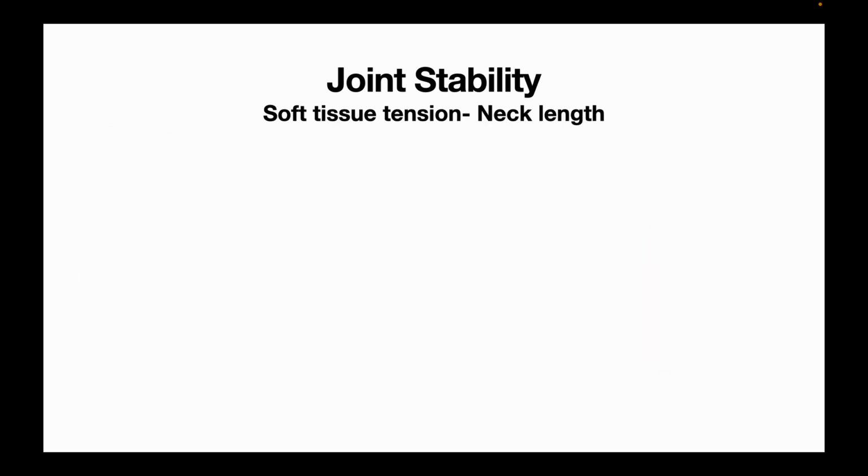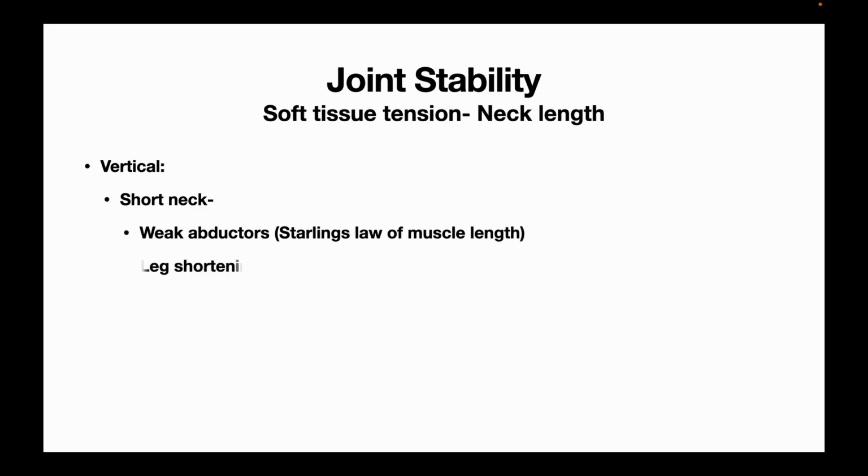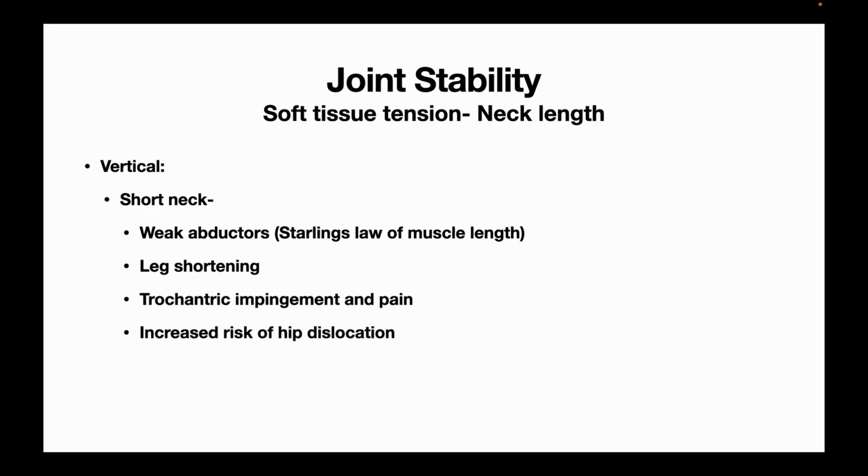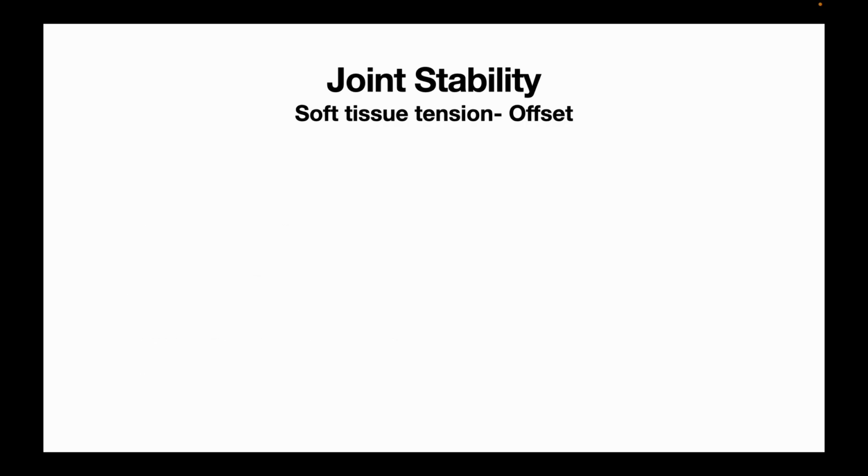When the neck length is smaller, the leg is shorter, and the abductors are weaker in accordance with Starling's law of muscle length. There is a risk of trochanteric impingement and pain. There is also an increased risk of hip dislocation. A longer neck length leads to leg lengthening, unsightly gait, and patient dissatisfaction.